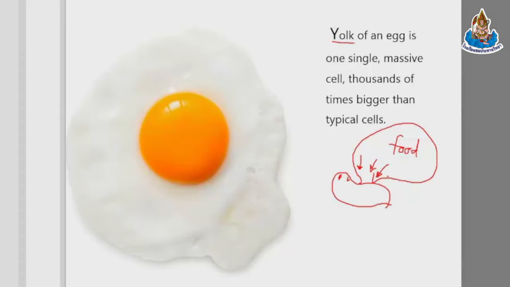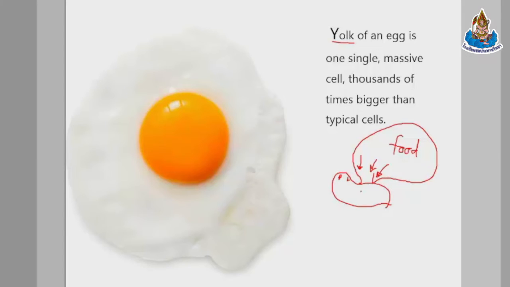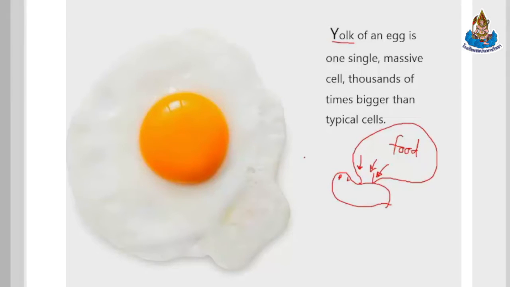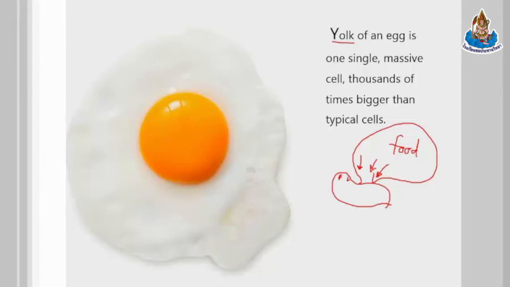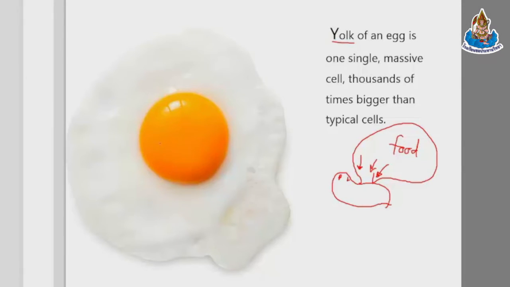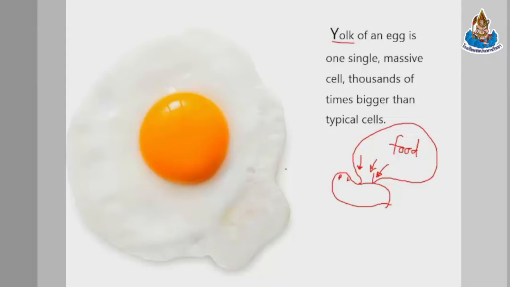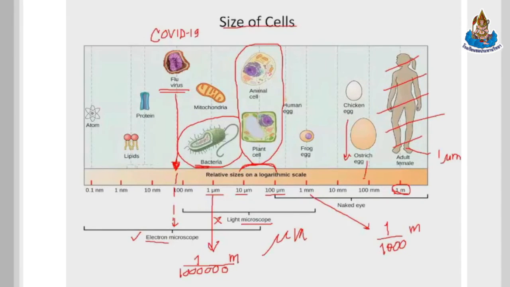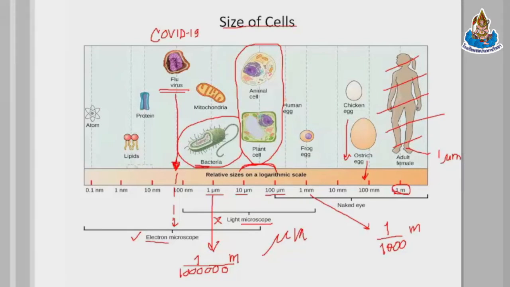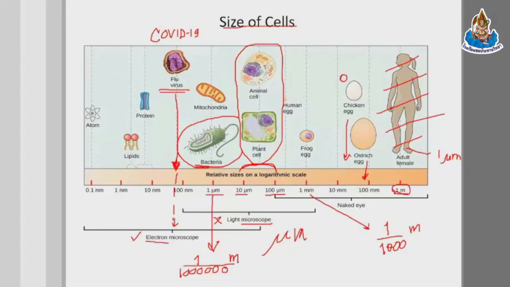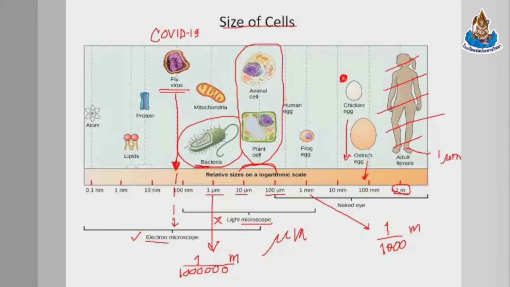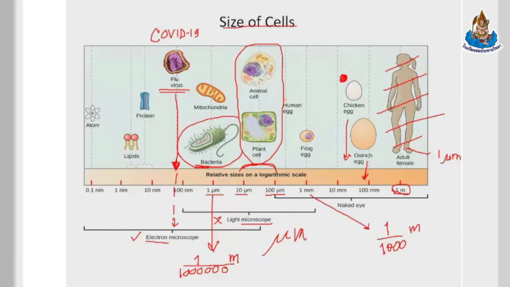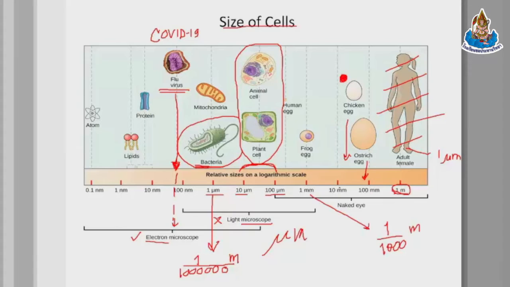The size of a chicken or ostrich egg is around 100 millimeters, so the yolk is a bit smaller than that. The biggest known egg nowadays is the ostrich egg. That makes the ostrich yolk cell the biggest cell.